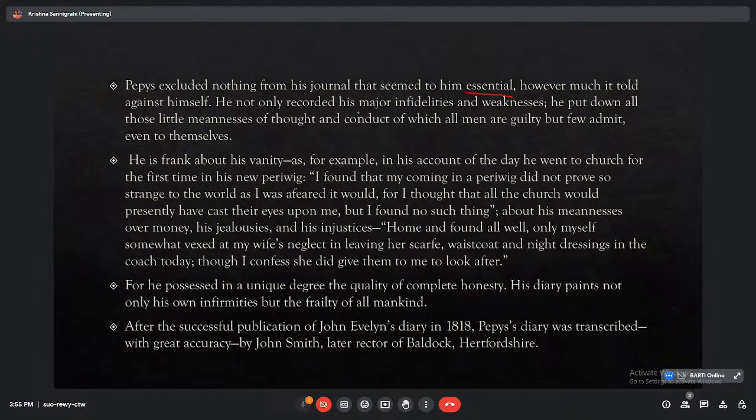He not only recorded his major infidelities and his weaknesses, he put down all those little meannesses of thought and conduct of which all men are guilty, but few admit even to themselves.